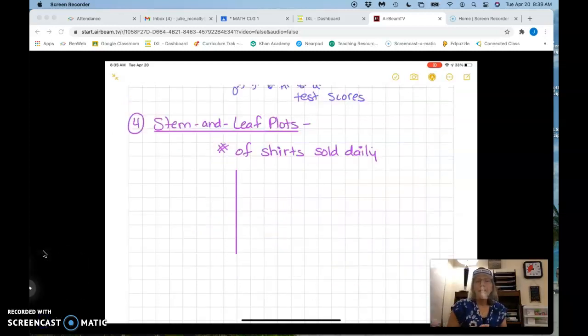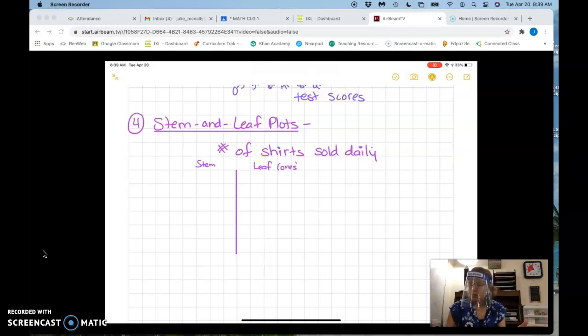Last thing is stem and leaf plots. And so the information that we're looking at is the number of shirts sold daily at this store. And stem and leaf plots have 2 sides. They have a stem side, which is usually the tens or even more than tens place. And they have a leaf side, which is going to be your ones place.